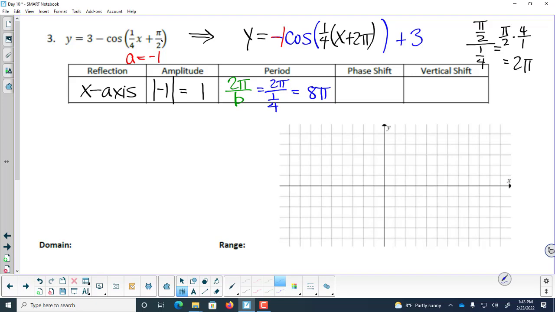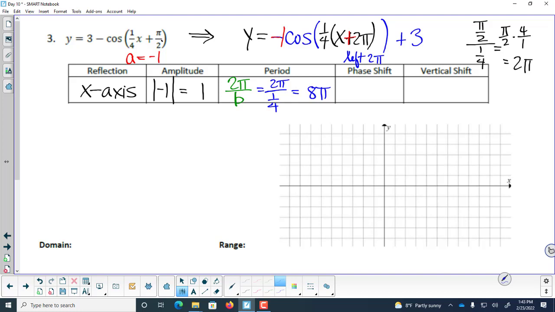All right, phase shift. What does that mean, phase shift? Say it in real people, normal language that we're used to. Left or right. Are we shifting left or right? Left. We are shifting left. Remember, it's opposite of this. So this is a shift left. How many units? 2 pi. So that's the transformation we're making.